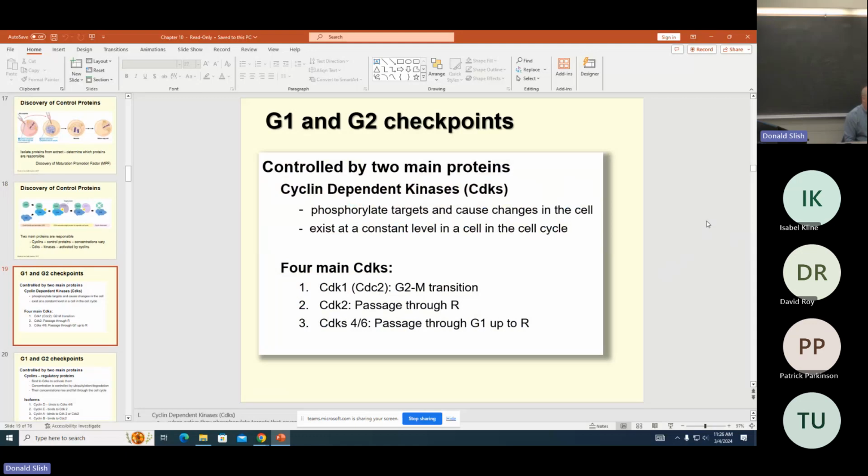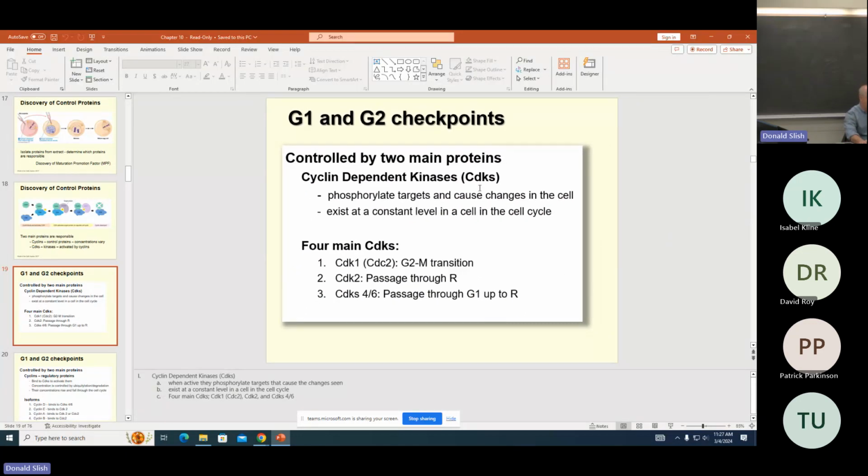Okay. So we've got really four CDKs that we're most interested in. These are the most important ones. These CDKs, again, are going to phosphorylate targets and cause the changes that we see in the cell. And typically, again, if you're talking about a stem cell that's always in the cell cycle, those CDKs are going to be there all the time. They're not always going to be active, but they're always going to be there.